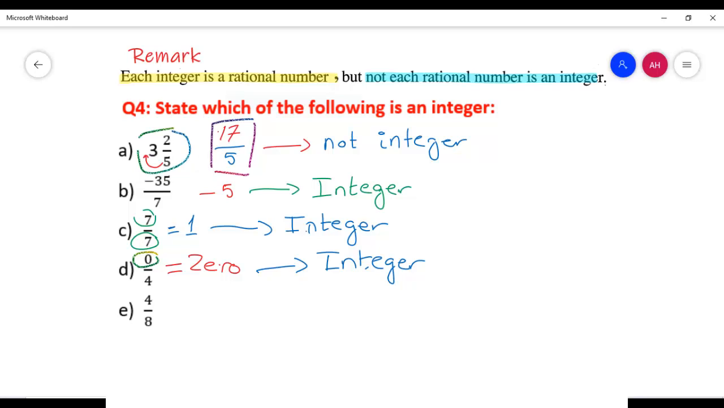Let's go for the last one, which is 4 over 8. 4 over 8, both the numerator and the denominator are divisible by 4. So if you write it even on your calculator, you will find that 4 over 8 is equal to half. And half, of course, is equal to 0.5. So the question is, is this rational number an integer? No, it is not an integer.